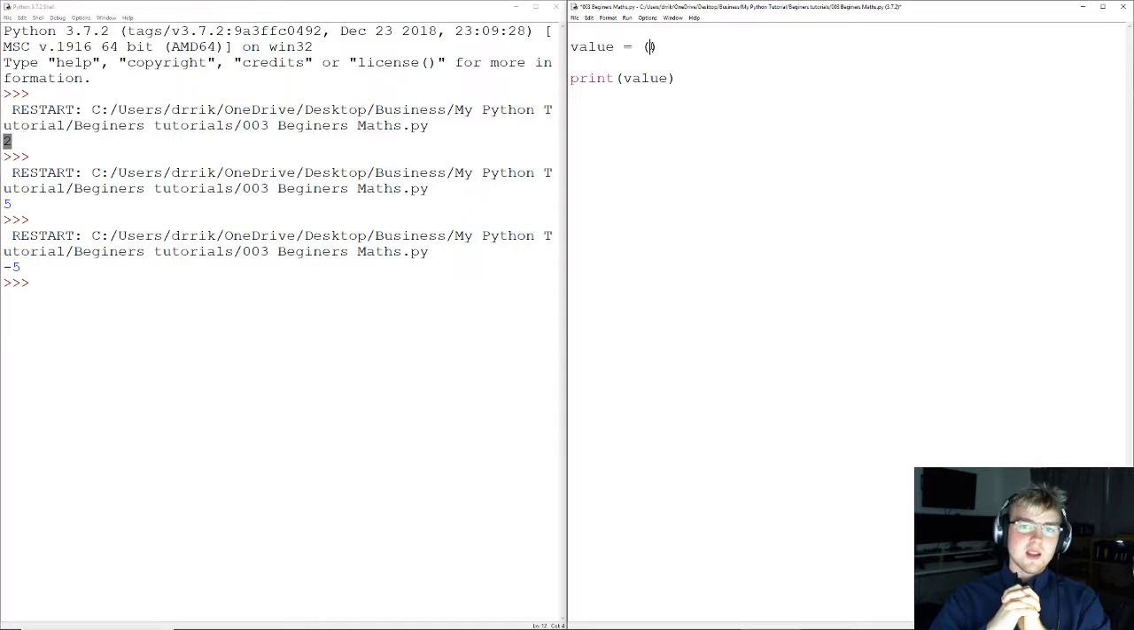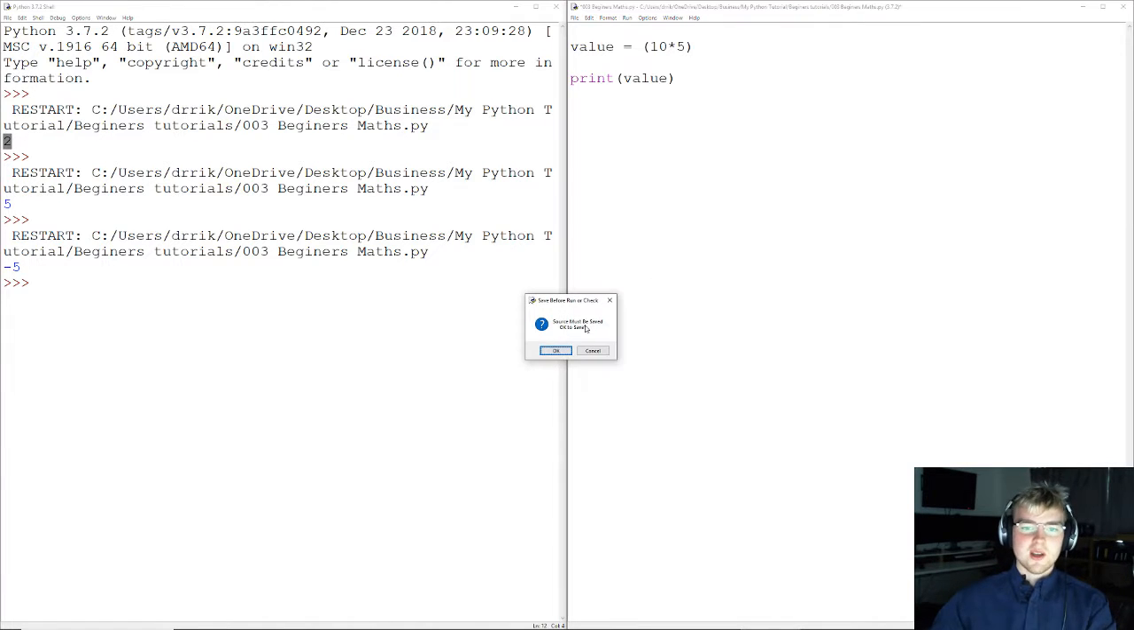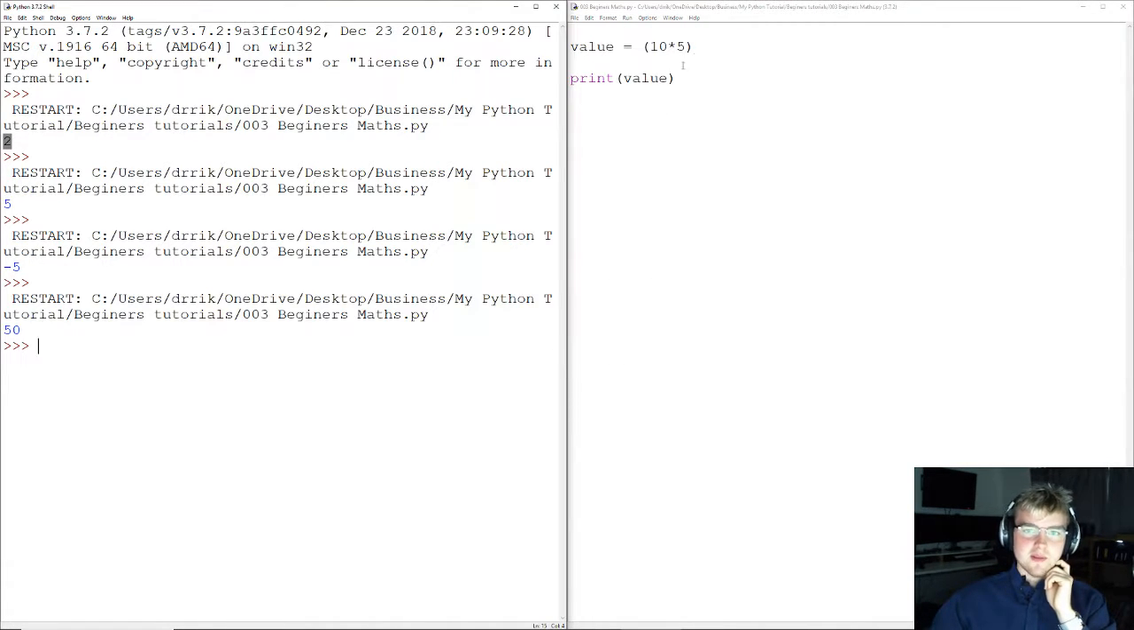Right, now multiplying numbers, you might not be familiar with this if you haven't used computers a lot, but we use the star symbol, wherever it is. I can't remember, this is quite embarrassing. There it is, sorry. That's the star symbol. We do 10 times 5, and what would we expect? We would get 50.